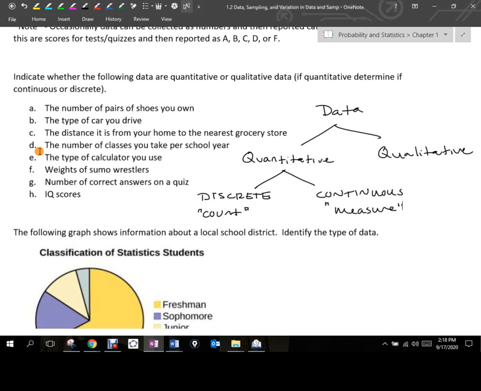Now, can anybody just live exactly 3 miles or exactly 4 miles or exactly 5 miles from a store? You could, but does that mean that every single person in the world ever to exist and ever that will exist can only live at those distances from the store? No, you could live 2.23 miles from a store, right? So is it discrete or continuous? Continuous.